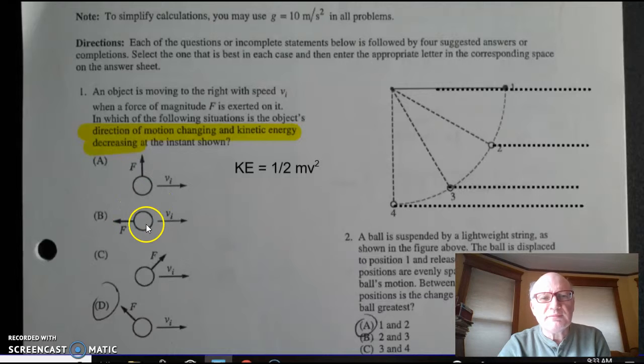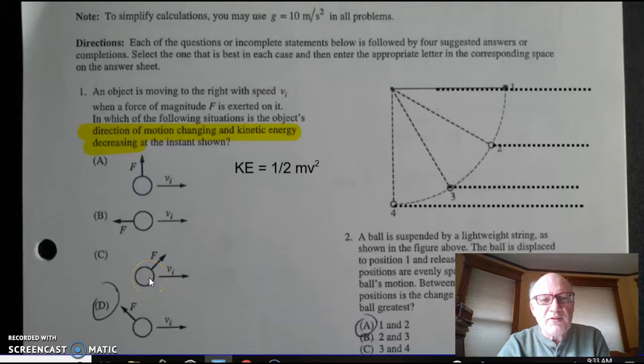This force here will clearly work against the velocity. You can think of it maybe as friction, and so VI would be changing and the kinetic energy would be decreasing because the velocity would be decreasing. But because it's acting along this same line, the direction of motion won't change.